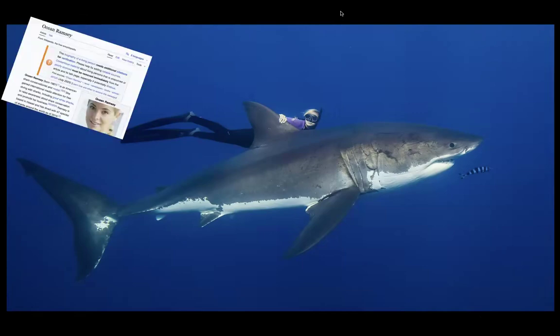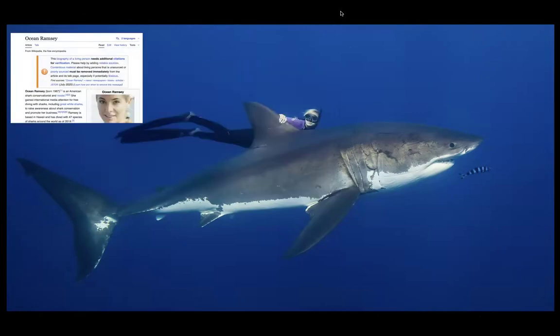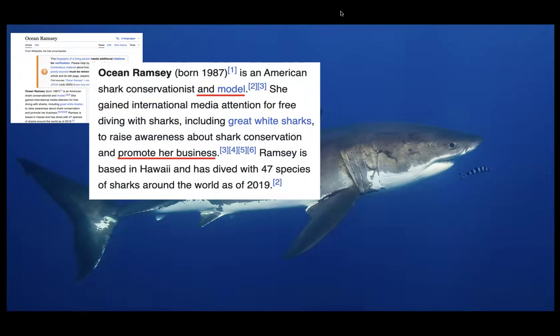And let's do that starting from the Ocean Ramsey photo. If we read carefully the wiki page, I told you before, oh, there was a wiki page, fine. But if we read it, we see that she's also a model. She also has a big business that she promotes. Uh-oh, this is kind of controversial for a scientist, a shark conservationist, okay?